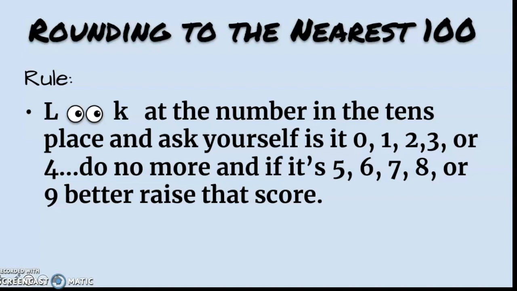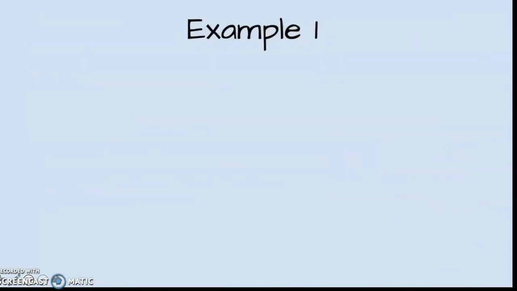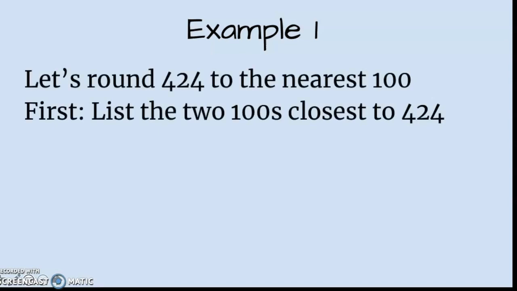So let's take a look at this number 375 so we can identify the tens place. We know that our 5 is in the ones place, our 7 is in the tens place. Let's go ahead and apply that rule to example number 1. Round 424 to the nearest 100.